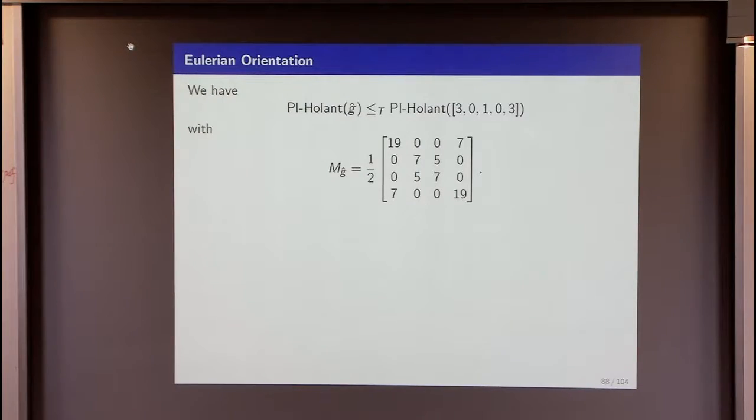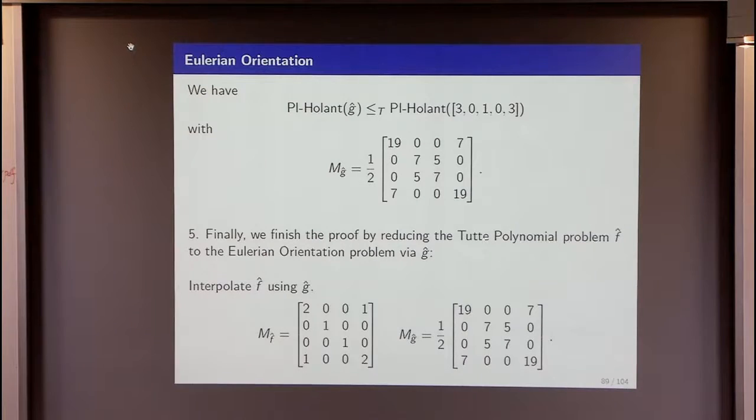Once you have this, you can reduce the tut to this. That's what you'd like, and that will prove the hardness of the Eulerian orientation. You go from the tut to this, then by holographic transformation, go to the Eulerian orientation. So you have these two matrices, and you'd like to try to interpolate this by that.